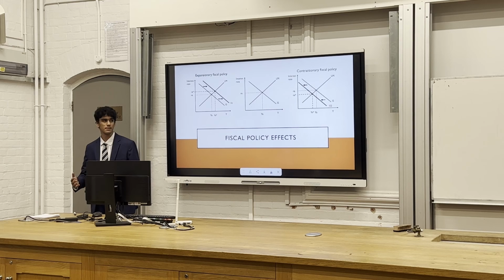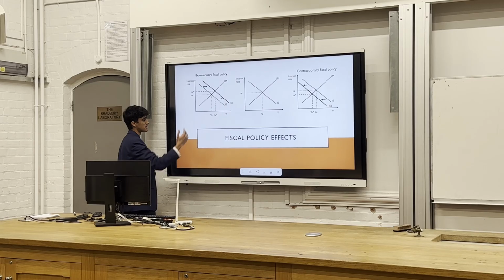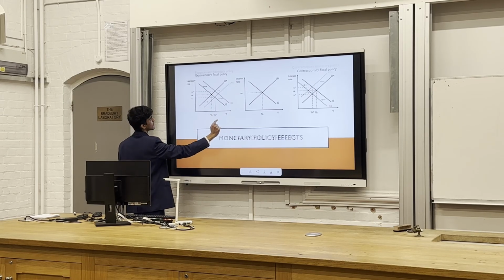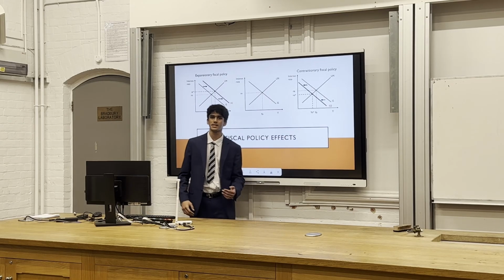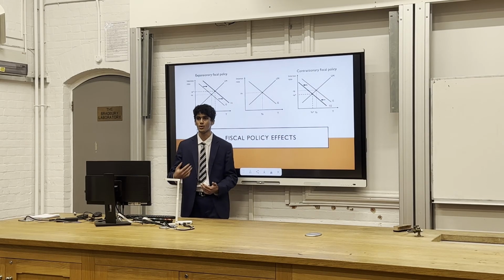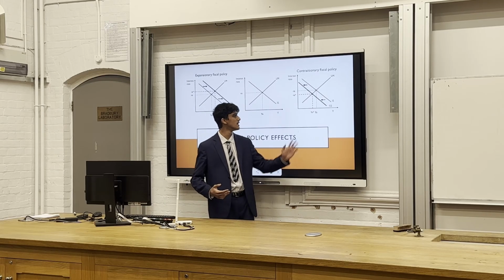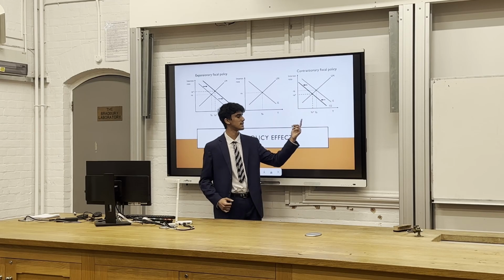They also increase GDP. So at every single interest rate, there's a greater level of GDP, so the entire IS curve shifts right. And you can see that the interest rate increases and the GDP also increases. Whereas with contractionary fiscal policy, that means the government's reducing their spending or they're taxing more. So there's less aggregate demand and therefore less GDP at every single interest rate. So the entire IS curve shifts to the left. There's a reduction in interest rates and there's a fall in GDP.